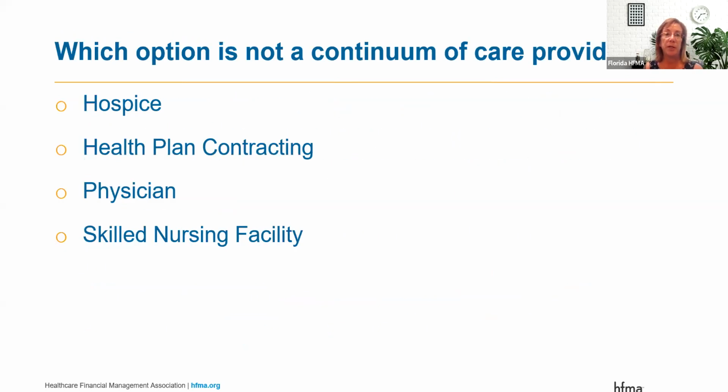So which option is not a continuum of care provider? And these are truly questions that are going to be out there. These are sample exams. We can't tell you exactly what's going to be on the exam. It's going to fluctuate. They randomly pick them. But we know continuum of care providers absolutely includes hospice, physician, skilled nursing facility, does not include health care contracting, right? So we may work with the health care from a utilization management perspective, from a prior authorization perspective, appropriate level of care, but they're not a continuum of care provider.